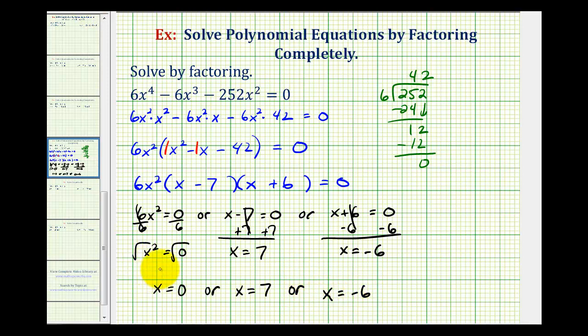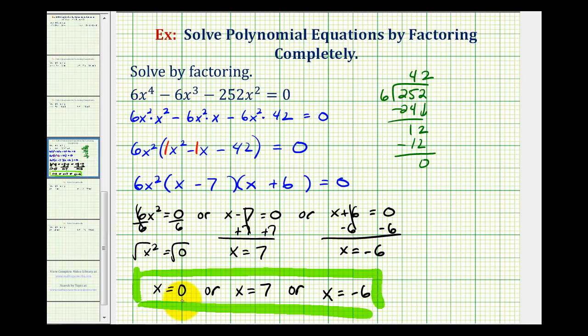So we have three solutions to this polynomial equation. We can say that the solution of x equals 0 would have a multiplicity of 2, since there are two factors of x in x squared. Or we could also say it's a double root or double 0.